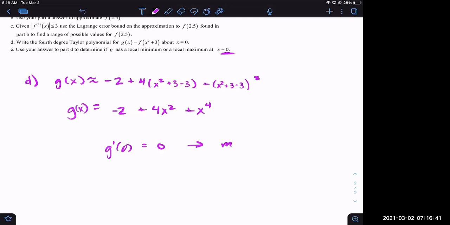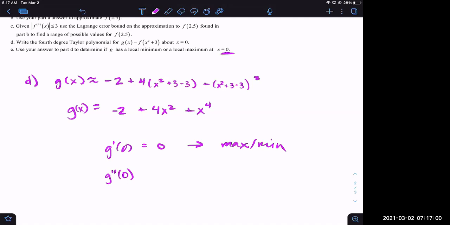This means it might be a max or a min. If the first derivative is equal to 0, it could be one or the other. Then I analyze the second derivative. If I know if the second derivative is positive or negative, then I know its concavity, which would tell me that that value is a max or a min. Is the second derivative positive or negative?